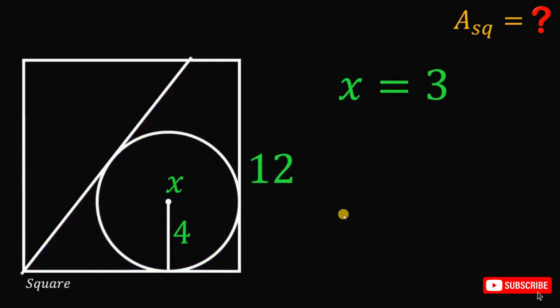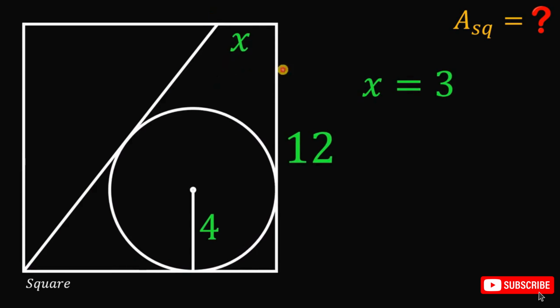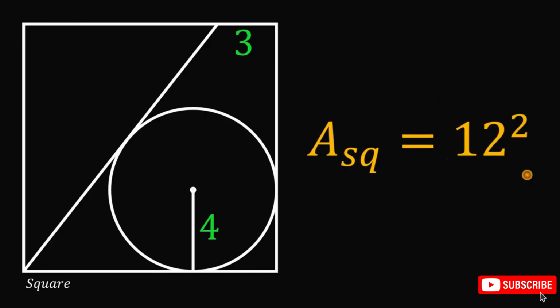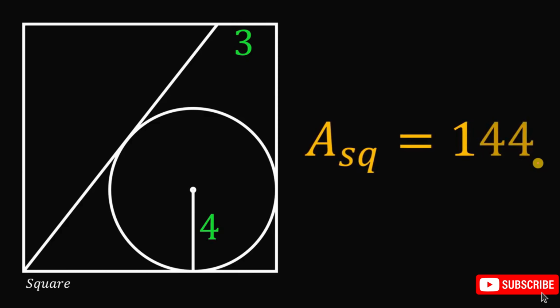Now going back to our figure a while ago, and we know this x is 3, so we can replace this by 3, why not? And our goal is the area of the square, so this is just 12 squared. And 12 squared, we all know that this is just 144. Therefore, the area of this square must be equal to 144 square units. And as always, we are done.